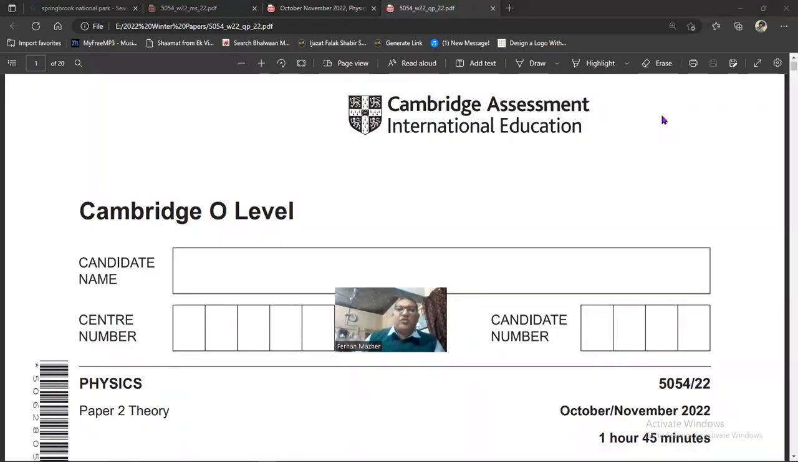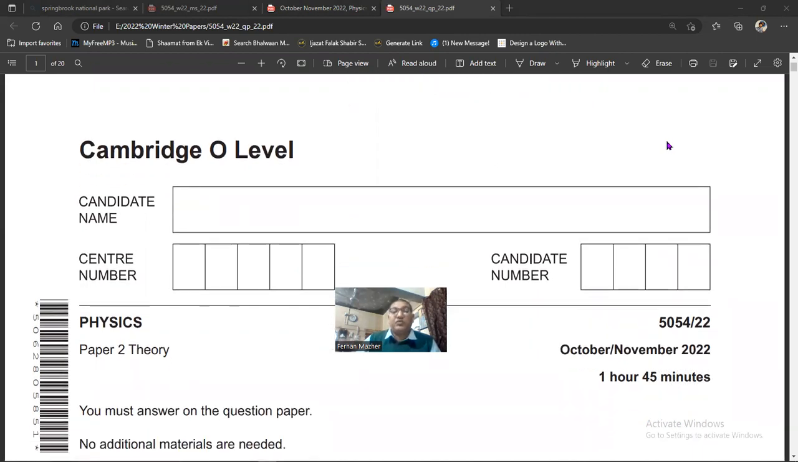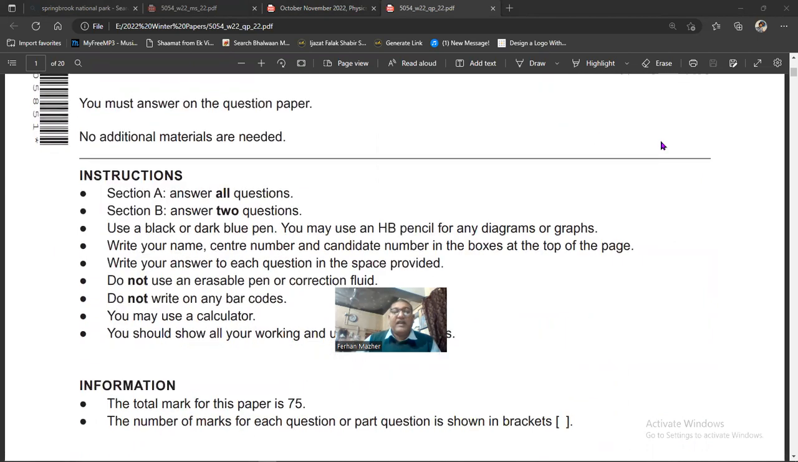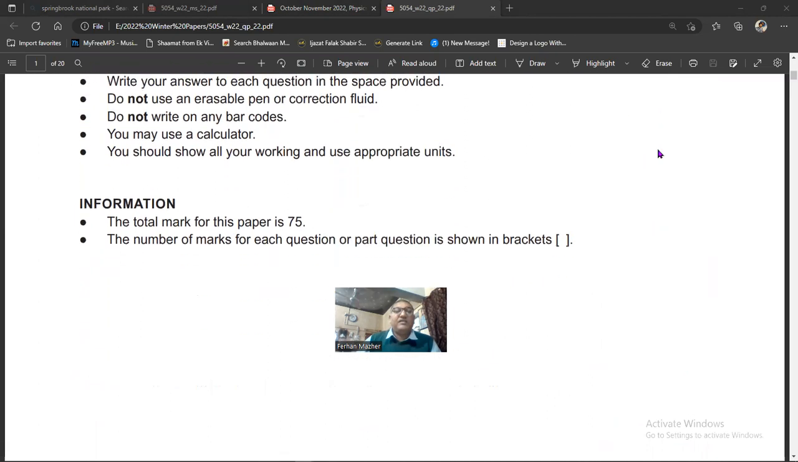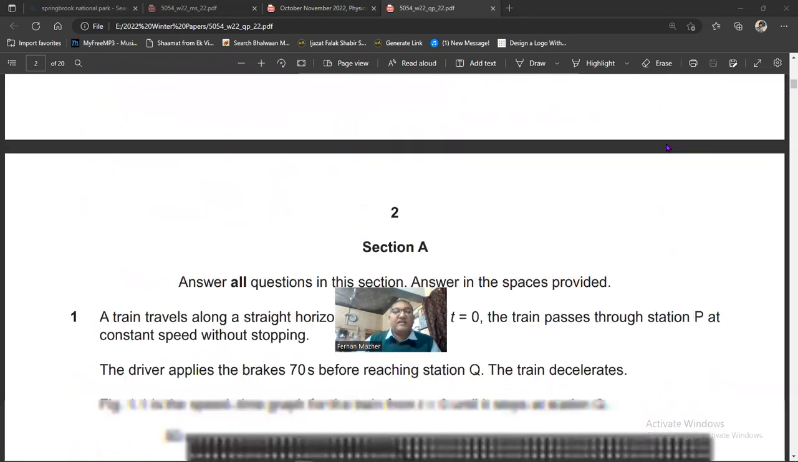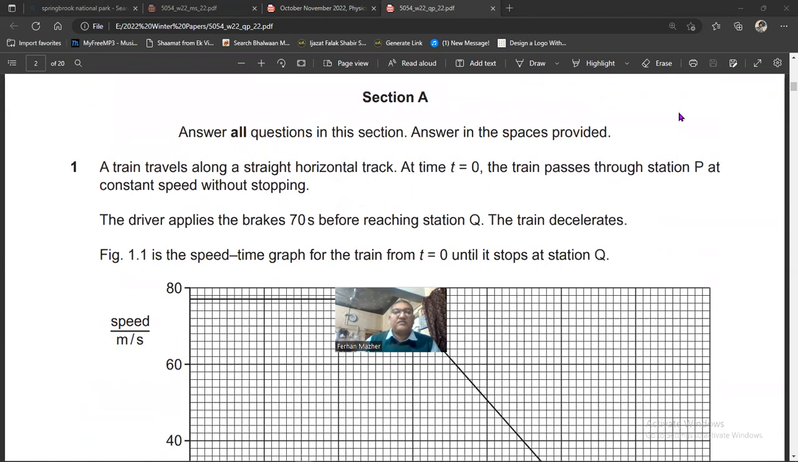So Cambridge O Levels, Cambridge Assessment International Education, October-November 2022, 2-2 paper, 1 hour 45 minutes. We call this paper Paper 2, theory paper. And here we go. The total marks for this paper are 75. And here is the first question.